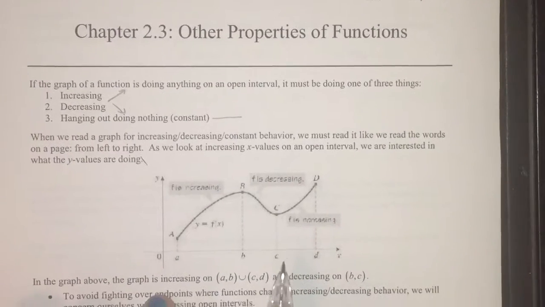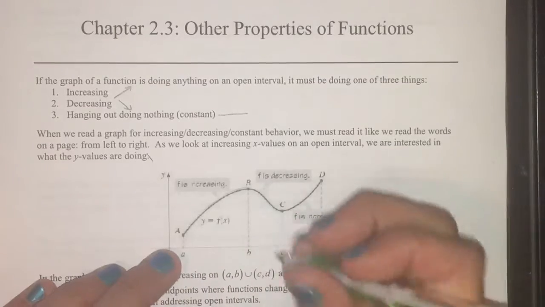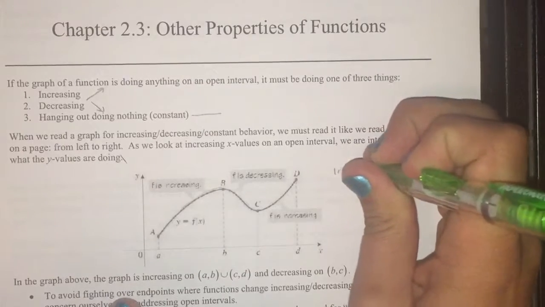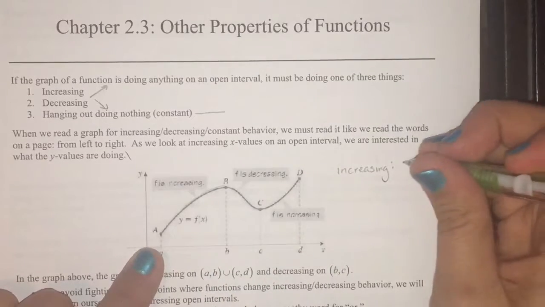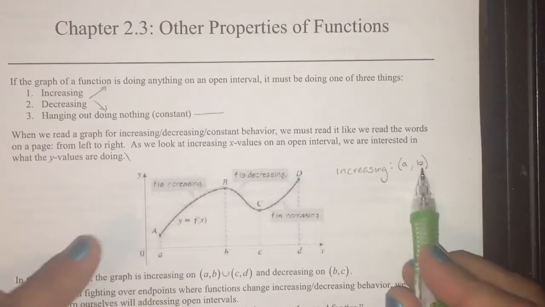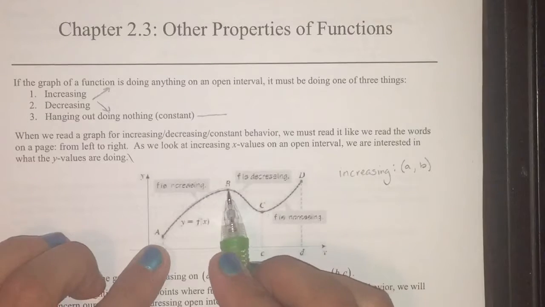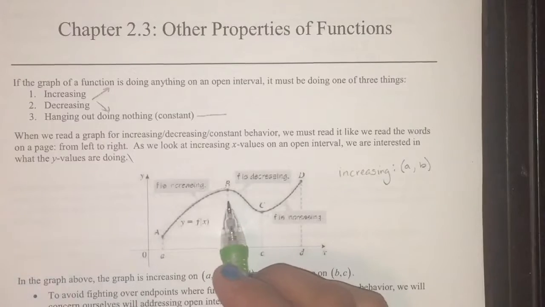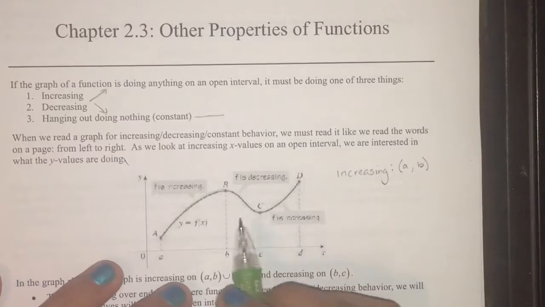If you look at this graph right here, this section of the graph from A to B is increasing. So if we were going to analyze this graph, I would write the word increasing, and I would say that this function is increasing from A to B. We're going to use the open set notation, because at A and at B the function isn't really increasing or decreasing. Those are points where it might change from increasing to decreasing, called points of inflection.